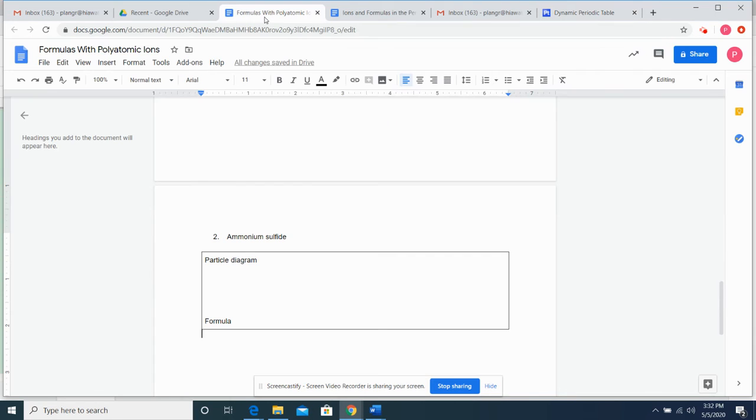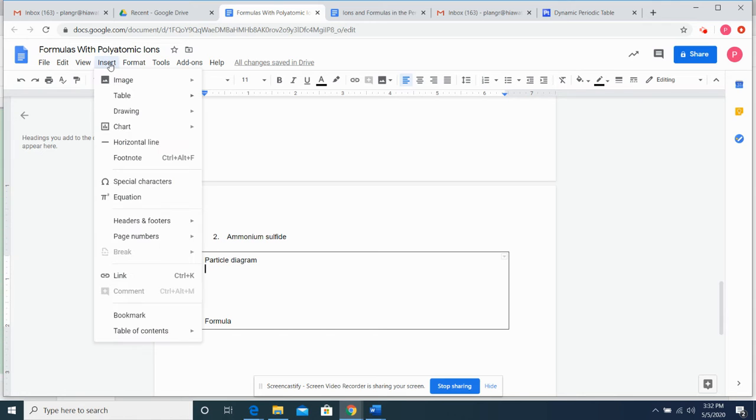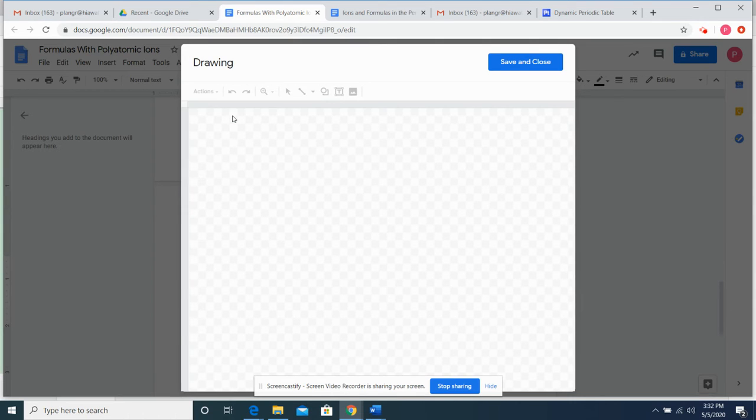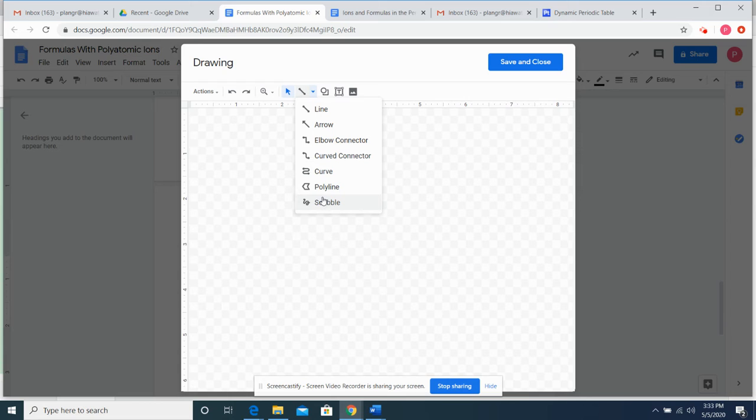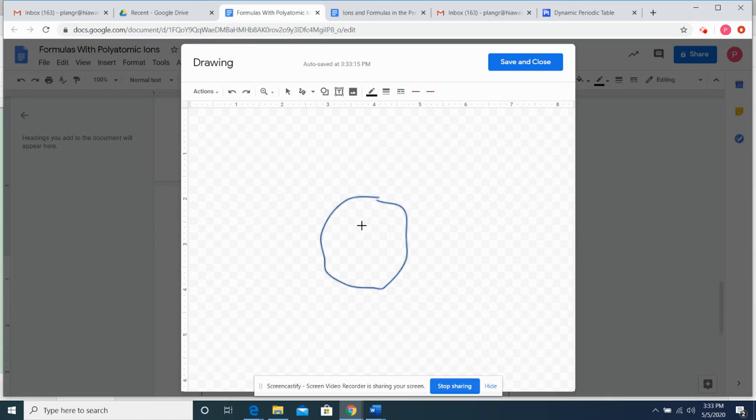All right, so now we're going to put our cursor right here and go ahead and draw. So we're going to go to Insert, Drawing, New. And once we've done that, we are going to go to Scribble. We are going to draw ammonium sulfide. Let's start out by drawing the sulfur. There's a sulfur, and we know that a sulfur has a -2 charge. So there we go, -2 charge.